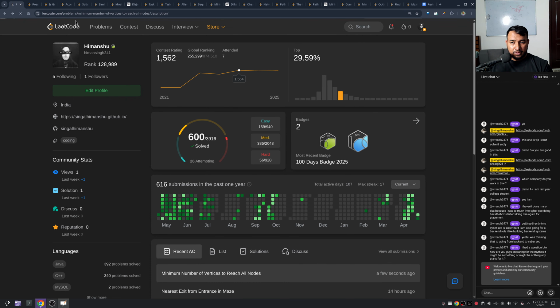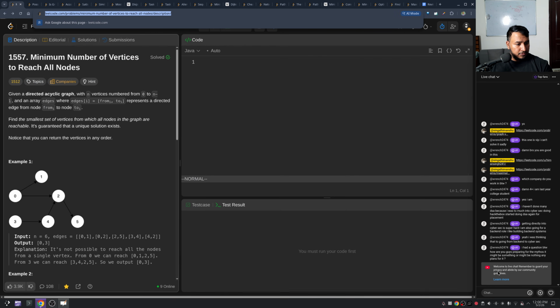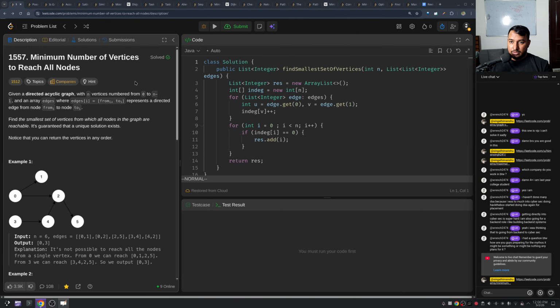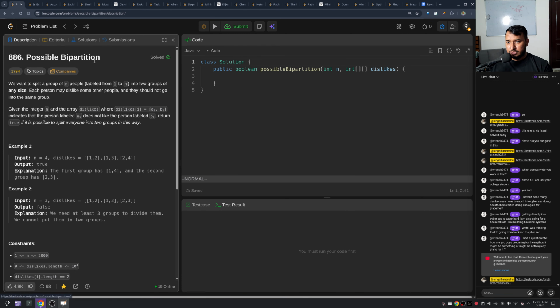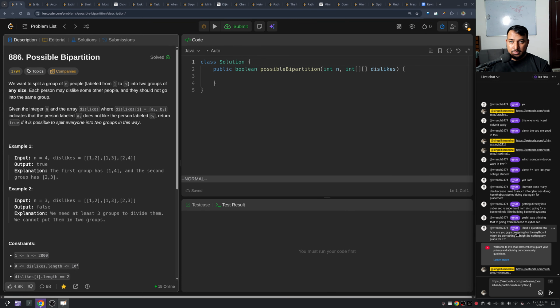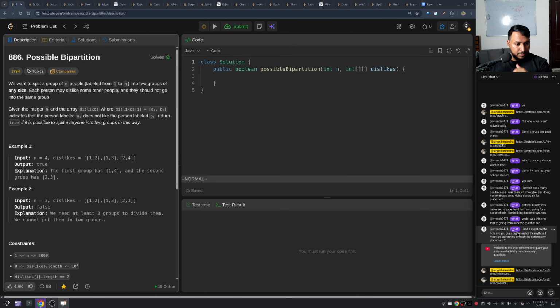If anyone else also wants to solve this question, this is the question that I just now solved: Possible Bipartition. This is a solved question. All right. This is the question now I'm going to solve.